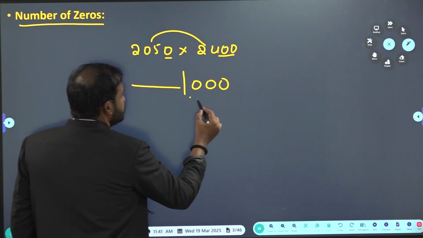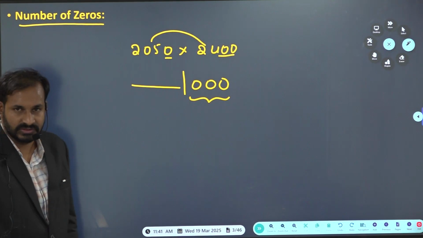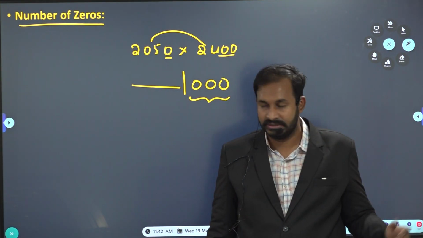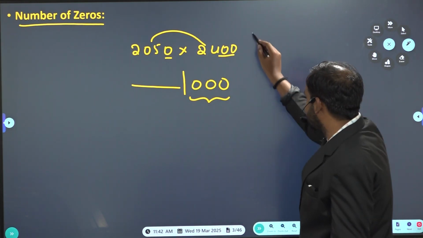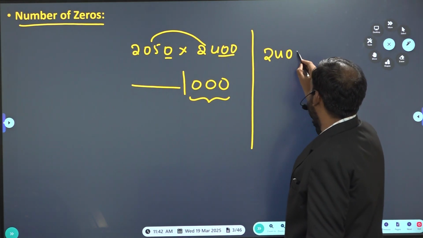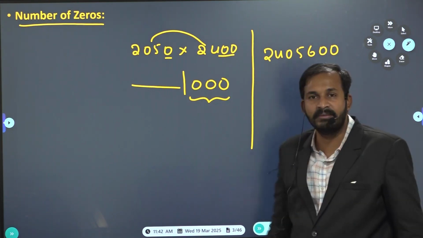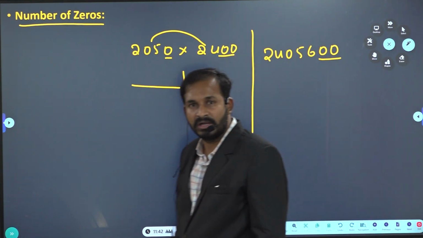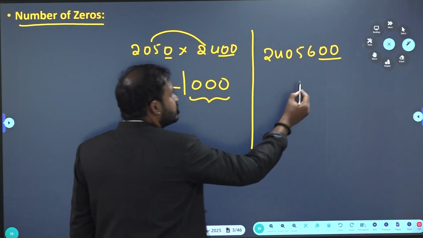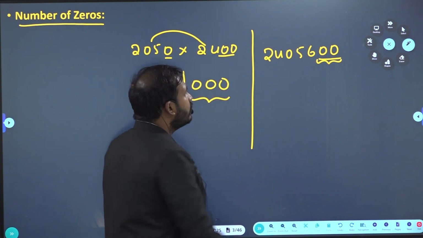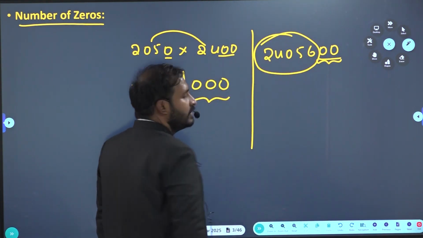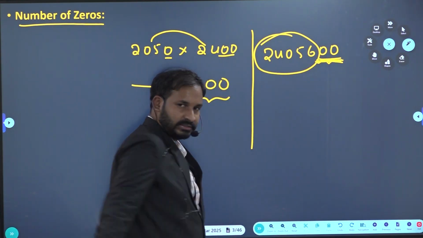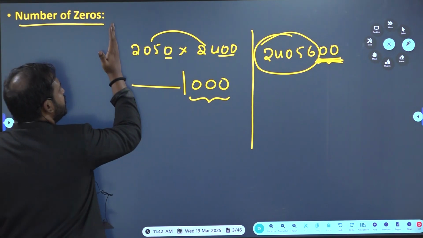So how many zeros are there here? 3 zeros. The number of zeros is nothing but the zeros we get at the end of any product. For example, if the output of a product is 2405600, then the number of zeros in this product is 2. The reason is that we only count the zeros present at the end. We will not bother about the zeros in the middle. We only concentrate on the zeros at the end of the given number or product. Like this, we call them the number of zeros.